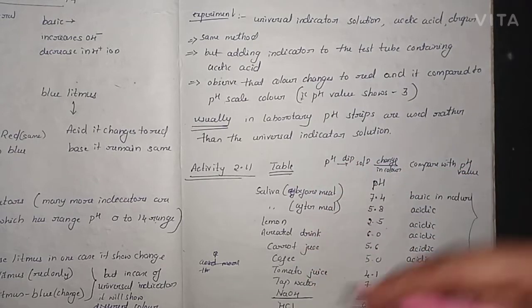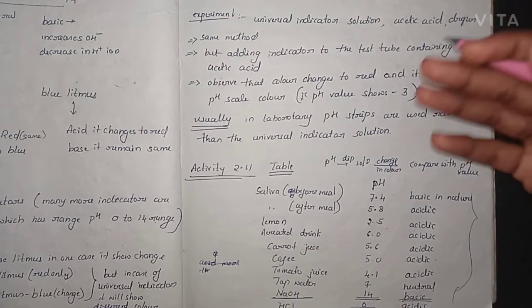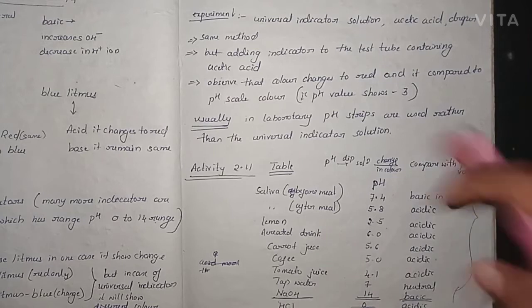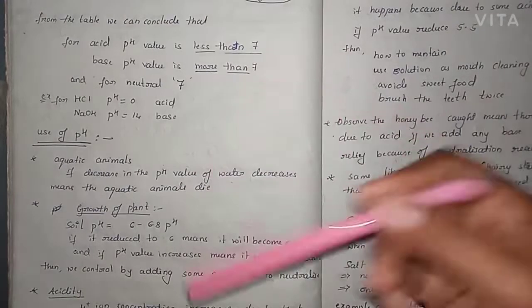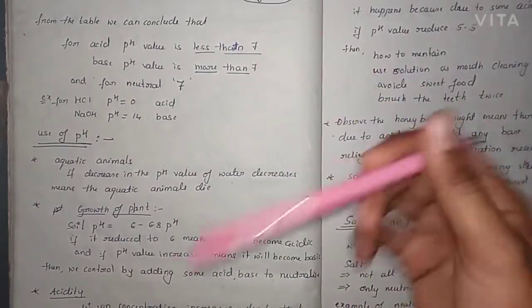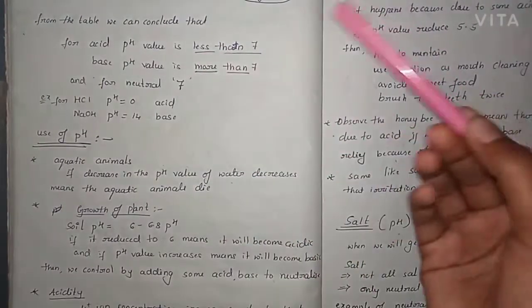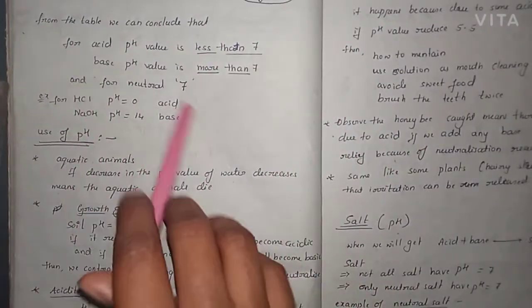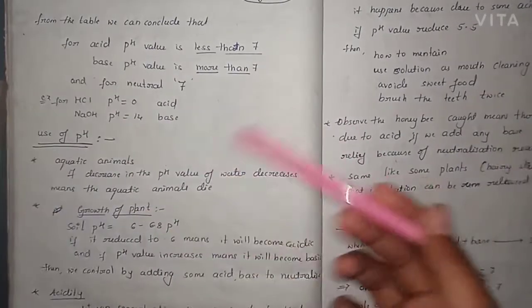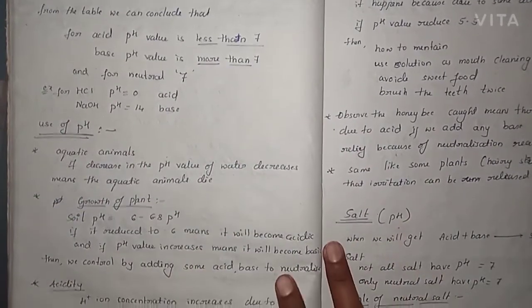Whatever example we took through the activity, through the experiment, on the basis of observation, these concepts you have to write. From the table, what we can conclude is that less than 7 is acidic in nature, more than 7 is basic, and 7 is neutral. We even observed HCl has a pH of 0, which means it is more acidic. NaOH is basic because it has 14.